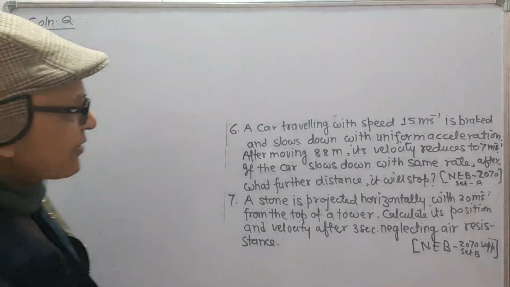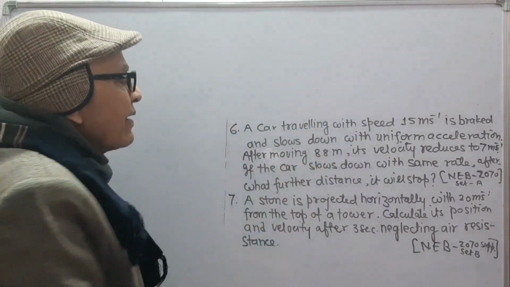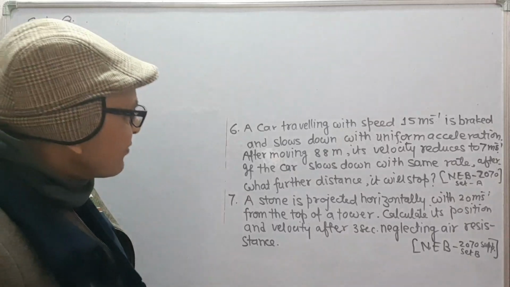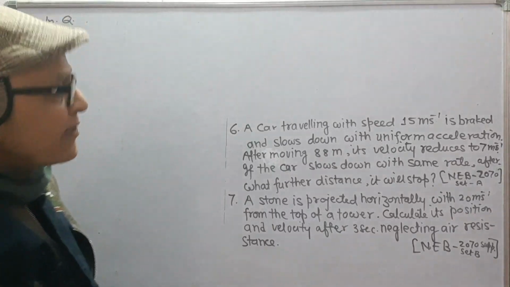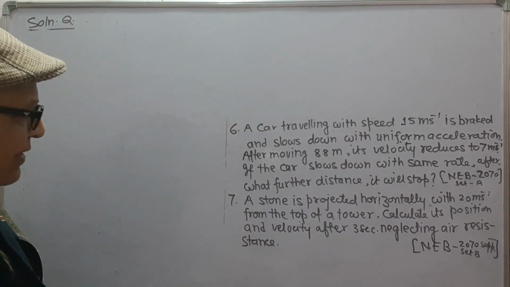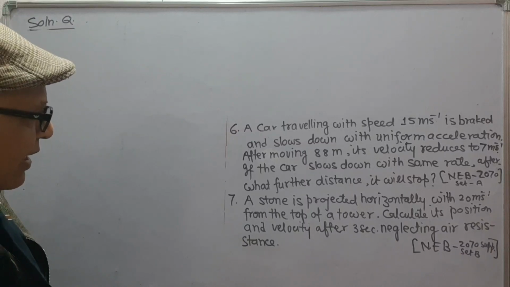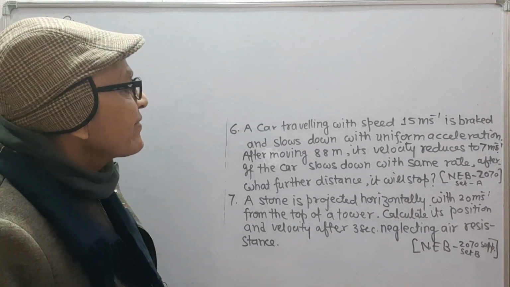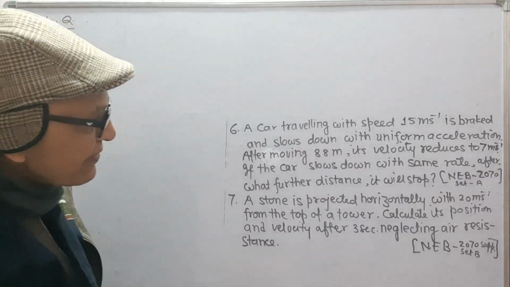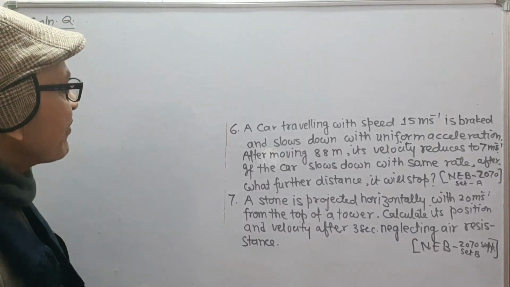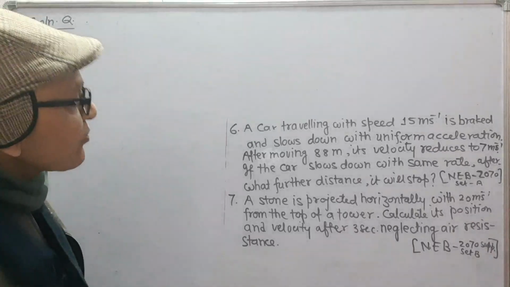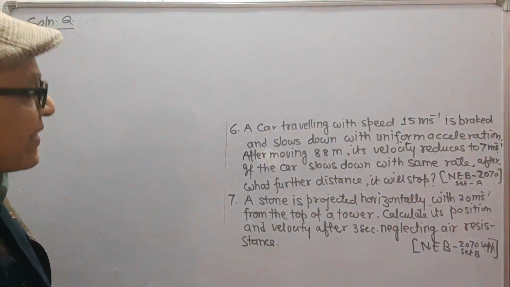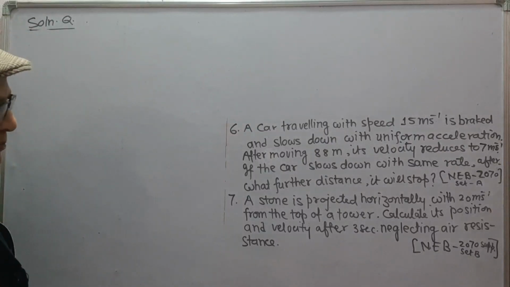Next we take question number 6. A car traveling with speed 15 meter per second is braked and slows down with uniform acceleration. After moving 88 meters, its velocity reduces to 7 meter per second. If the car slows down with the same rate, after what further distance will it stop?